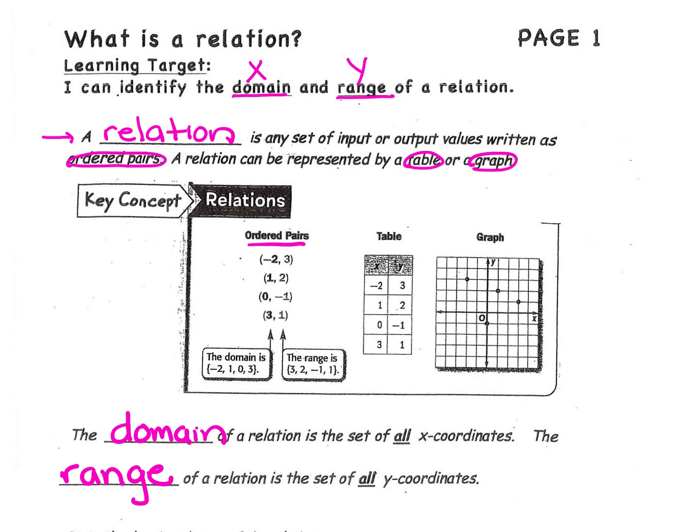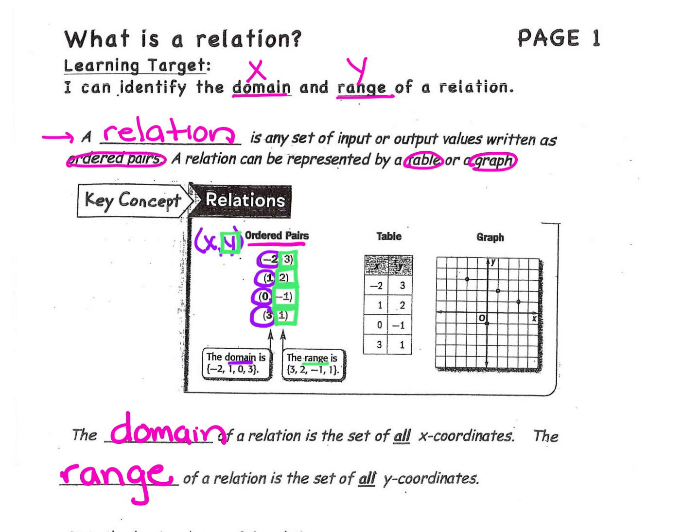Underline ordered pairs. We know the domain is made up of all the x values. Remember, x is first, y, of course, is second. Circle all the x values. They make up the set called the domain. All the y values, place a square around all the y values. 3, 2, -1, and +1. All those values make up the range.